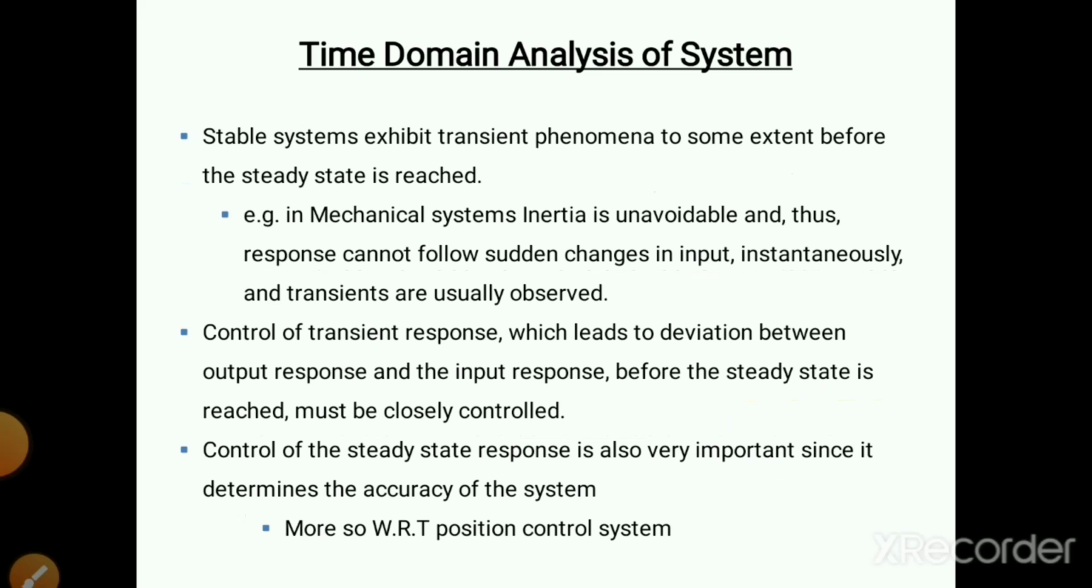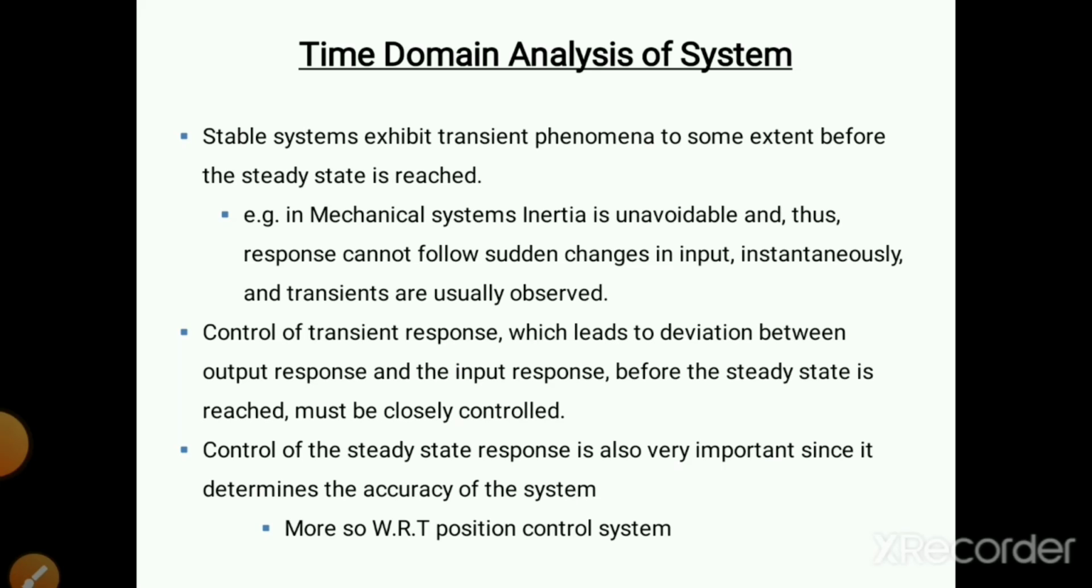A stable system exhibits transient phenomena to some extent before the steady state is reached. Suppose, for example, a mechanical system. Any mechanical system, any part has some inertia due to its mass. Suppose one connecting rod is there and we want to move it. If you apply force, it does not move immediately. It takes time to overcome that inertia, and then the connecting rod moves.